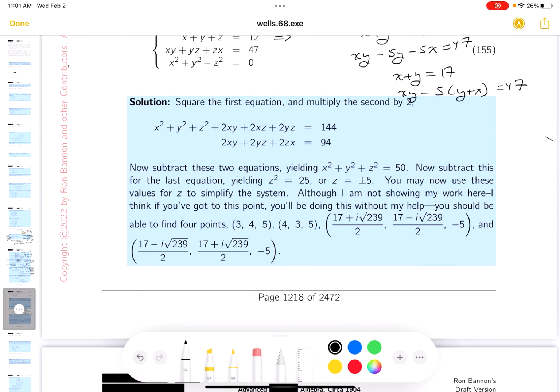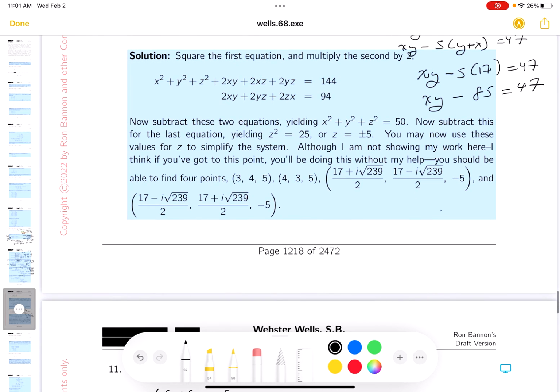So let's take a look. And do you know what y plus x is? Yeah, it's 17. So let's write this down. xy minus 5 times 17 equals 47. Get my eraser out. And 5 times 17 is 50 and 35, 85, right? So xy equals 47 plus 85. Let's see, 80 and 40 is 120, 125, 132.